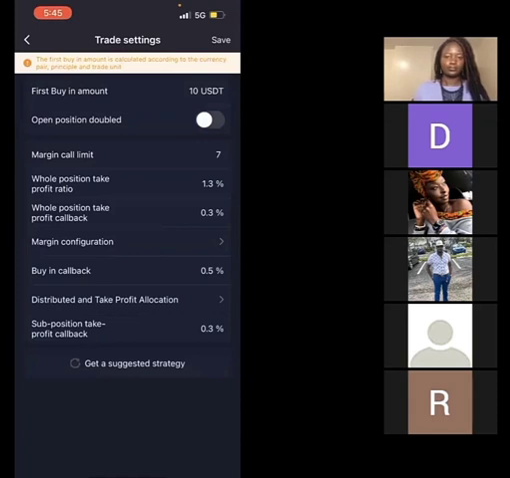So the whole position take profit ratio is what I'm telling the robot, like, when to take profit from me. I'm telling it, listen, you bought this coin for me at $10. All right, cool. The moment it goes up to, let's say, $11, get ready to take a profit. Don't play no games. Don't wait till it gets to $15. When it looks at $1 more, sell it off for me. All right, and that's exactly what it does.